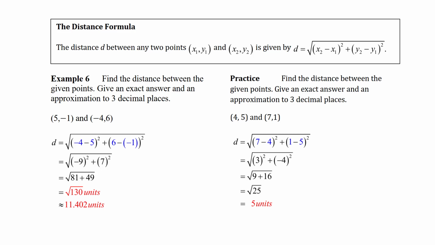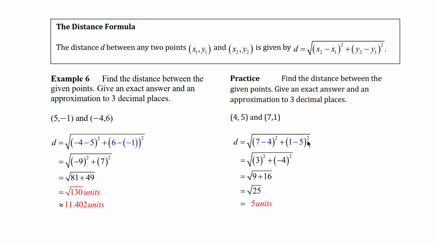Alright, so let's go ahead and go over the practice problem. We just take our points, (4, 5) and (7, 1), and plug them into the distance formula. We get d equals the square root of (7 - 4) squared, plus (1 - 5) squared.